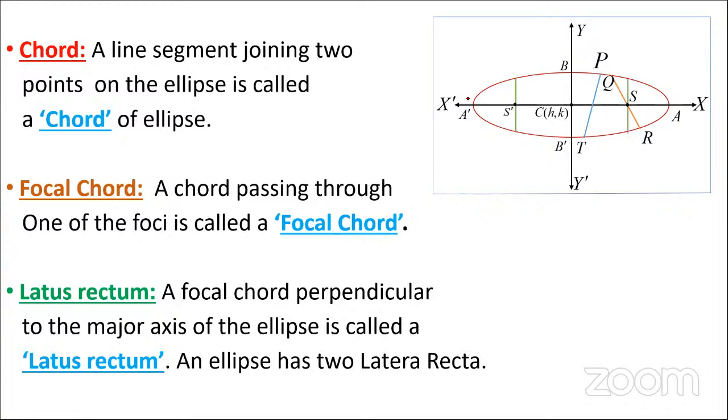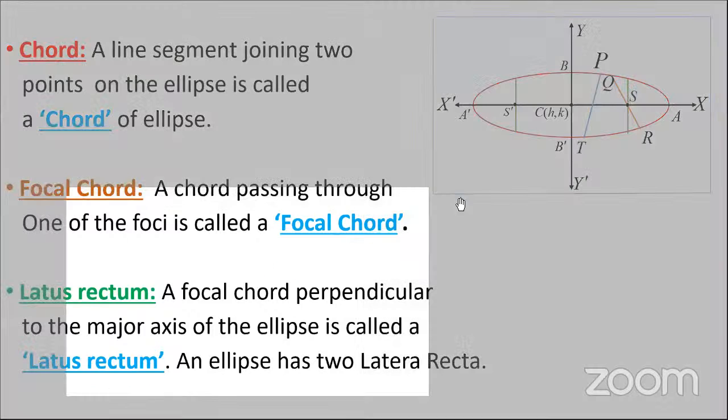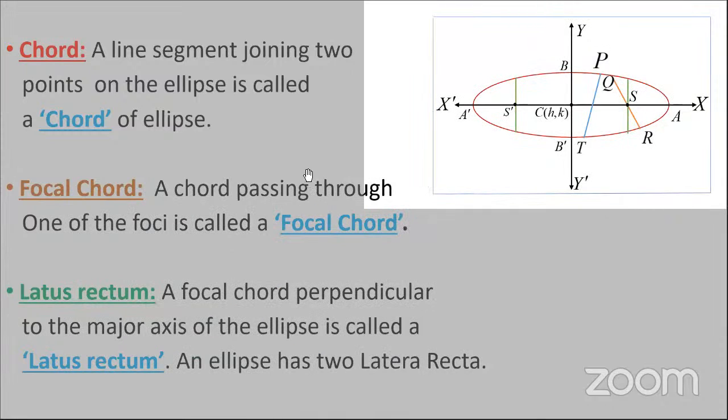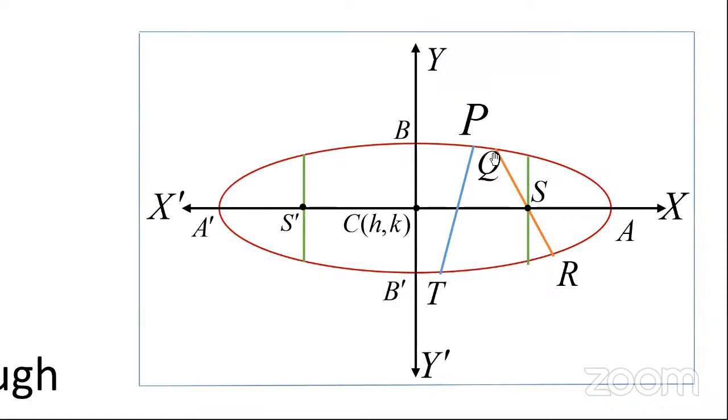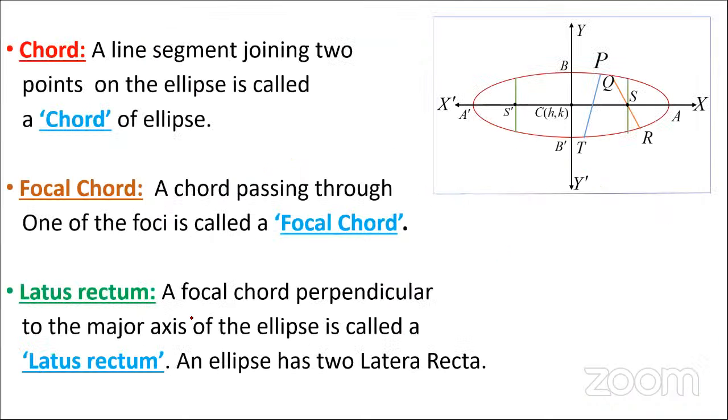Okay, so observe this figure once again. This is a latus rectum. This is also a latus rectum. This is a chord. This is a focal chord. This is L dash, L1 dash.